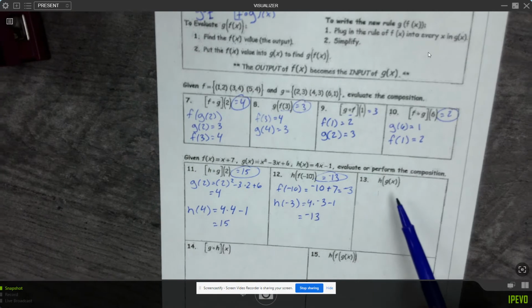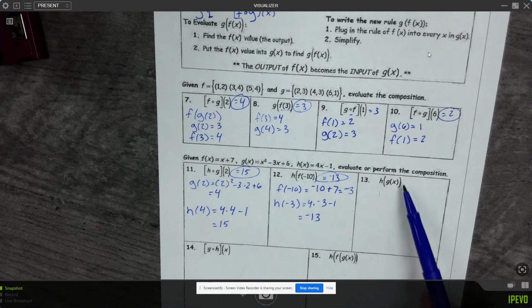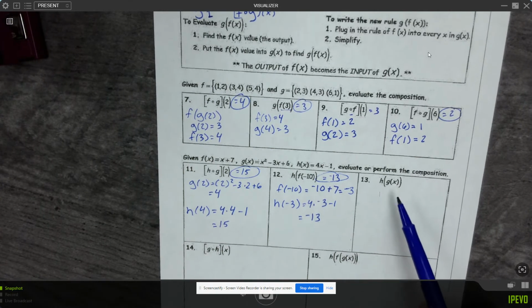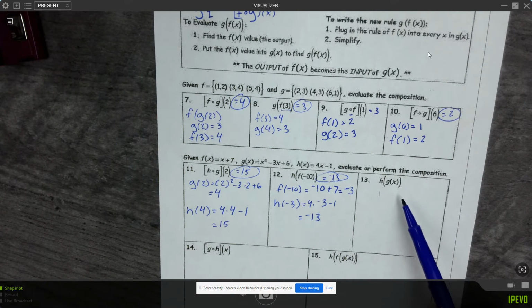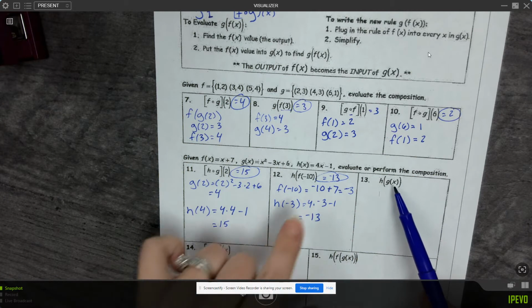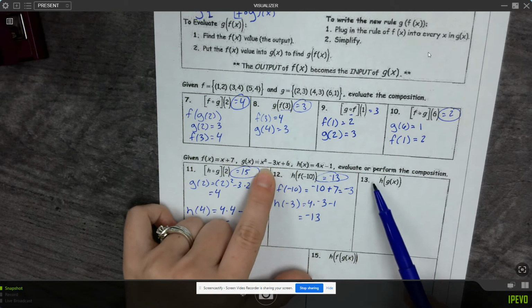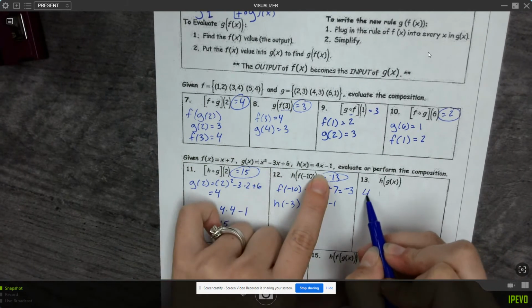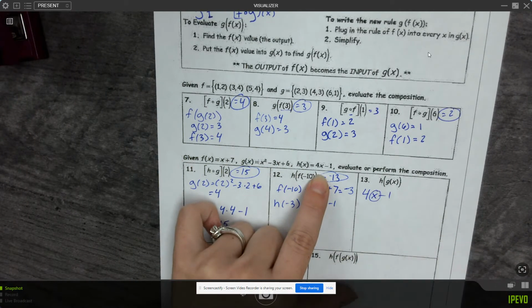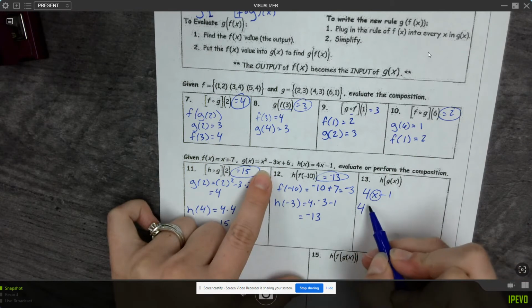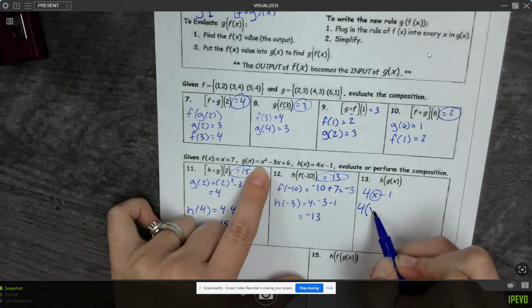Okay, now let's talk about how to perform a composition with a new rule using a function. So instead of plugging in a number and then plugging in the new number, you're going to just take the function you have, g of x. I'm going to take g of x right here, and I'm going to plug this into h of x.